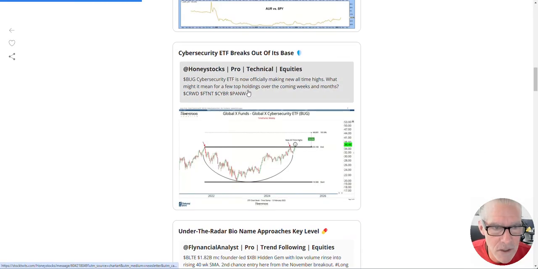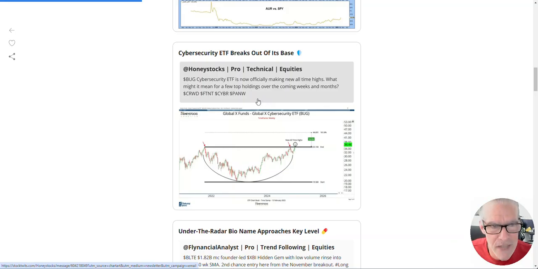So this is the Cybersecurity Fund. There are two of these. There's HACK, which is usually the one I use if I want to play the whole cybersecurity sector. BUG is another one. This is a little more of a global cybersecurity fund. HACK is more about United States, American companies.